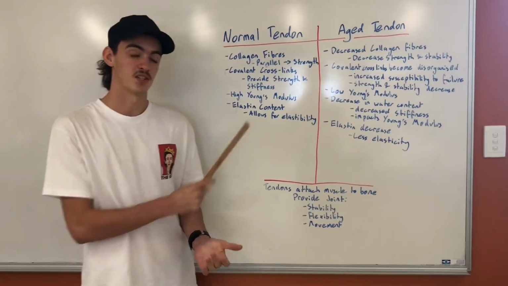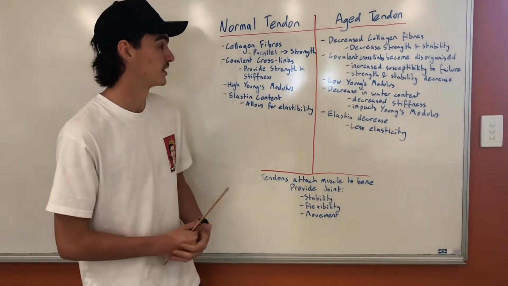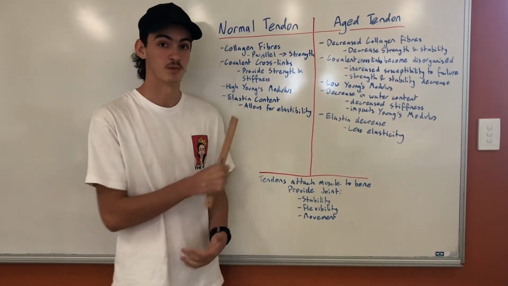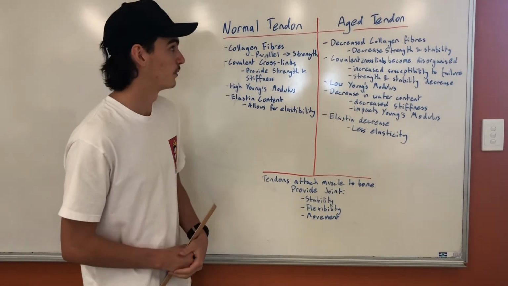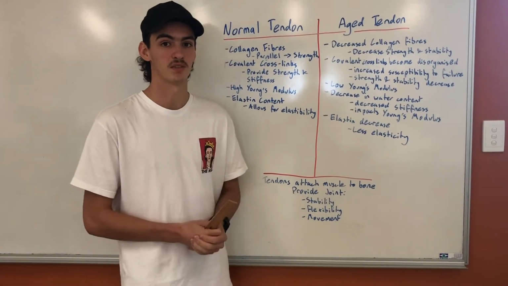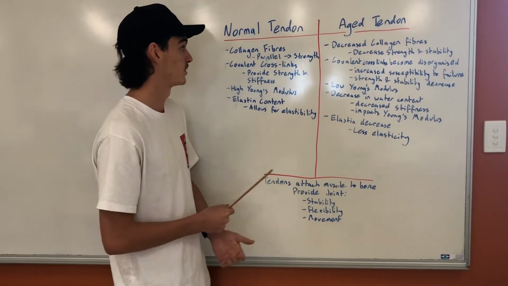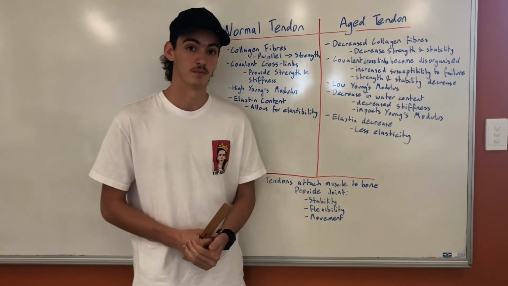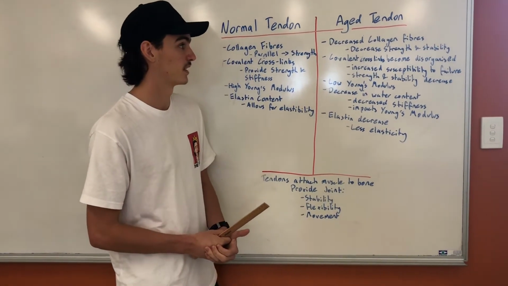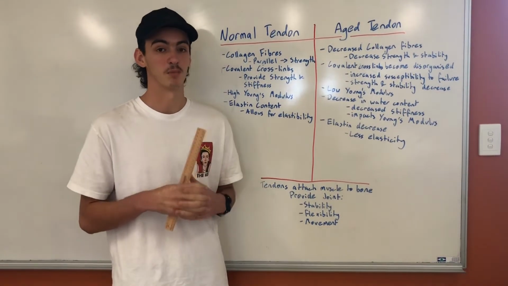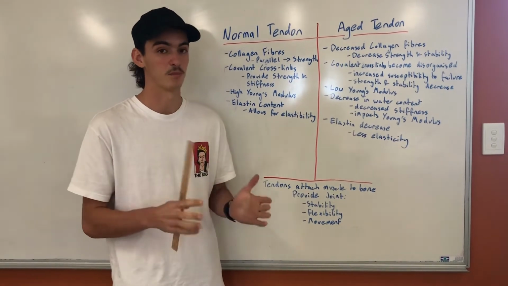Moving forward, our aged tendons are a little bit different to our normal tendons. As we age and our bodies change, so do our tendons. First and foremost, this comes about due to the collagen fibres that we mentioned. With aged tendons, our collagen fibres decrease, and because of this there is decreased strength and stability of these fibres from the get-go.